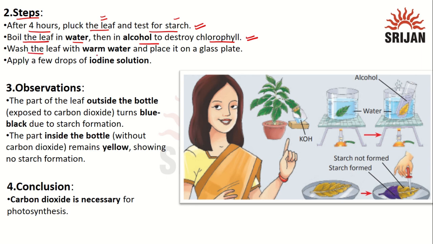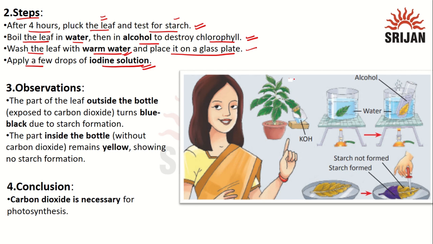Then wash the leaf with warm water and place it on a glass plate. Then we have to wash the leaf with warm water and then we have to place that leaf on a glass plate and then apply a few drops of iodine solution. Then we have to apply a few drops of iodine solution.